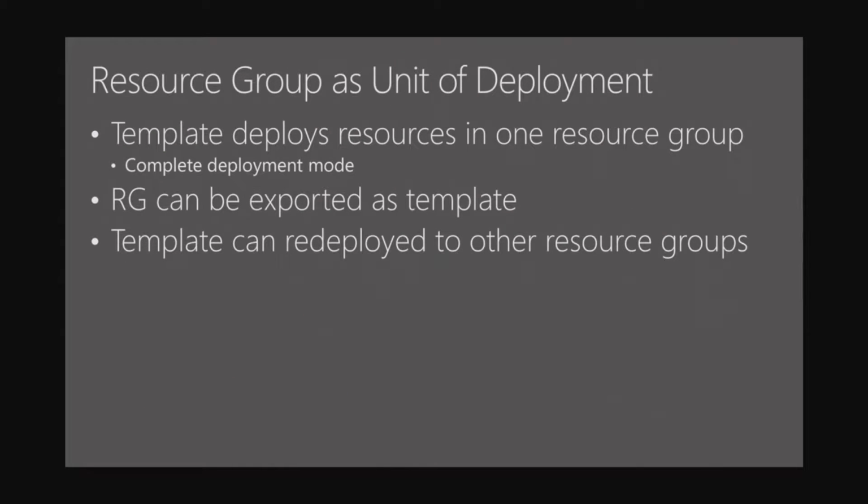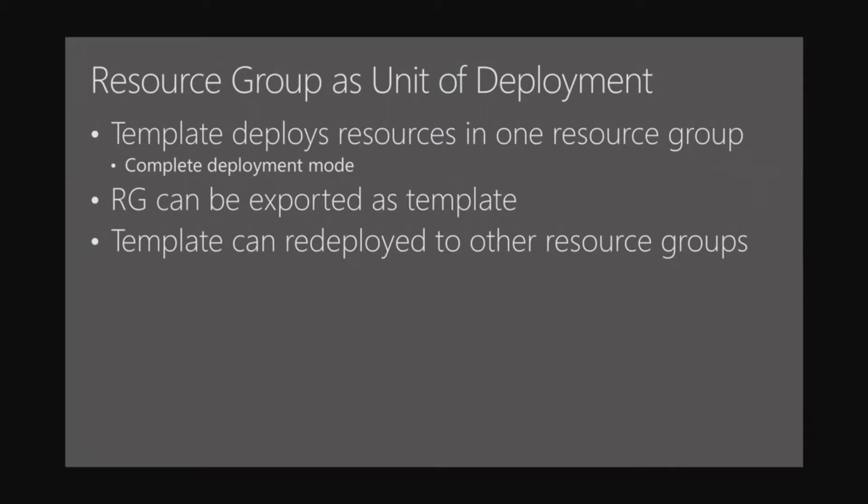So now let's double click on resource group as a unit of deployment. So what does that mean? We all know templates deploy resources into one resource group. And when you deploy the resources, there are actually 2 modes you can use. One is called complete mode. The other is called incremental mode. So the key difference is that when you do the deployment in complete mode, it will remove the resources that are not mentioned in the template. So that means your template fully defines this resource group.